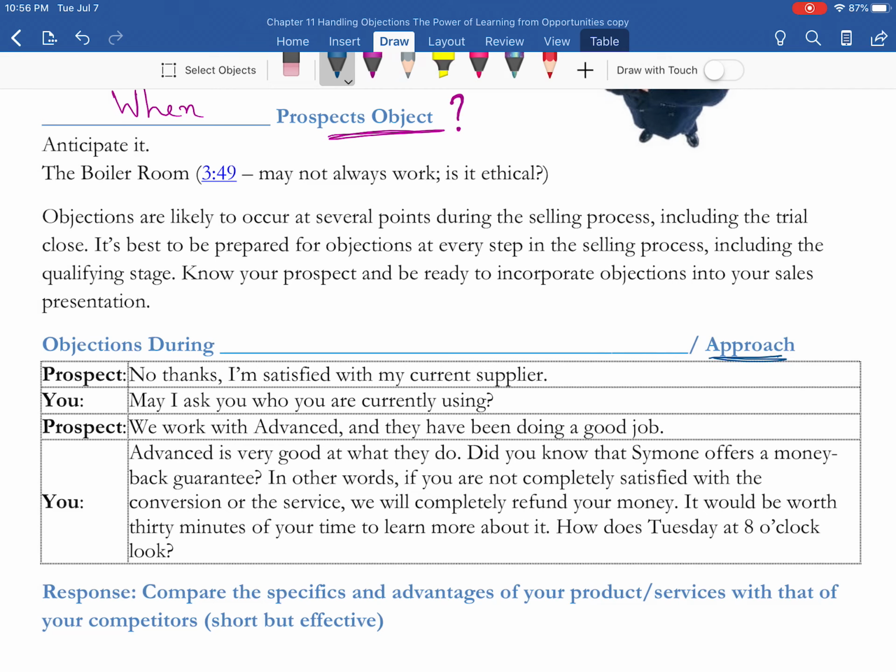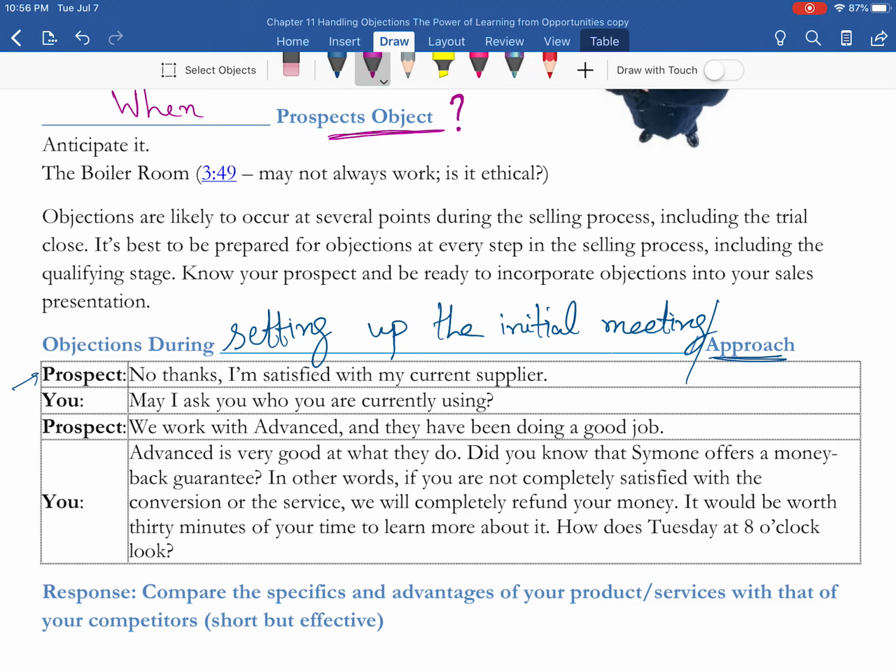That is, when you are setting up the initial meeting, let us say. So it can happen, and you have to be thinking about how you are going to address it. So here is an example. The prospect, your potential customer, says, no thanks, I'm satisfied with my current supplier. How are you going to respond?